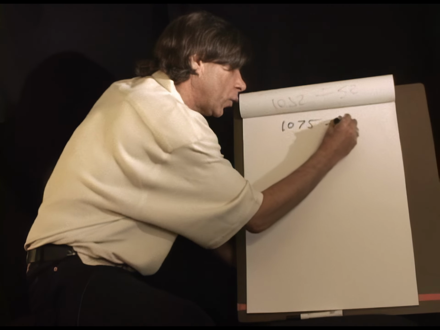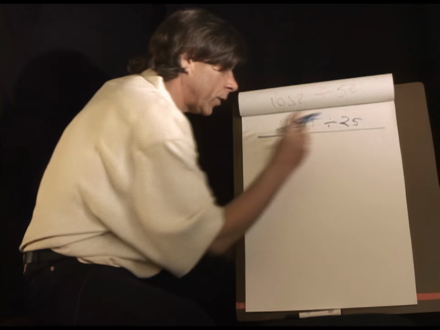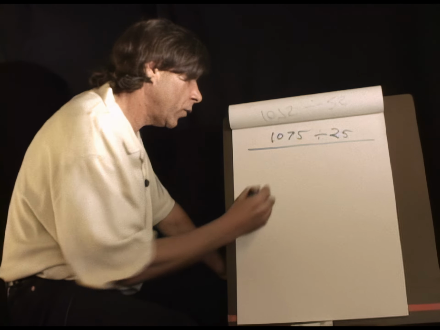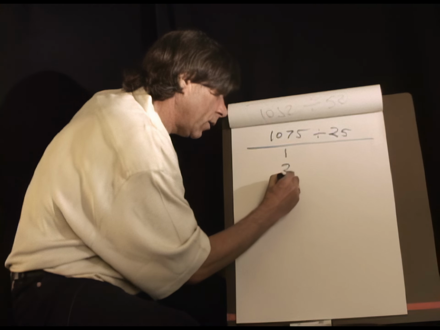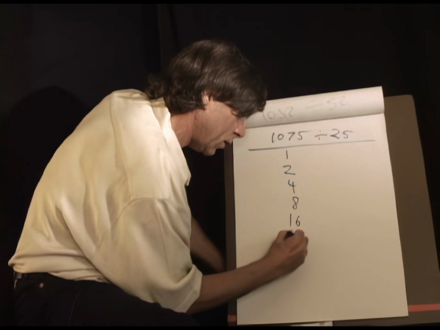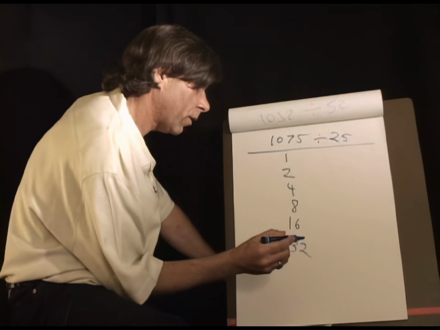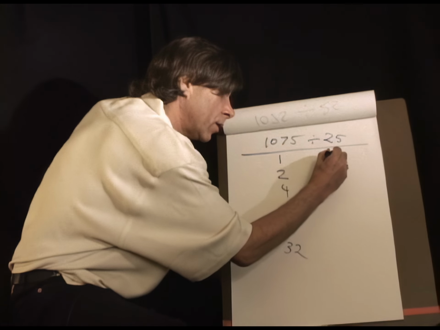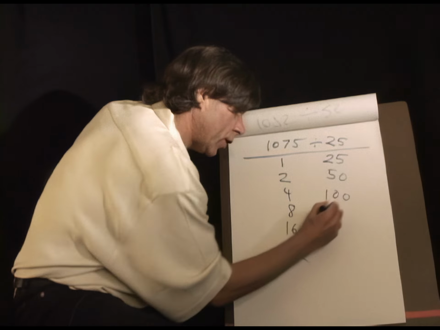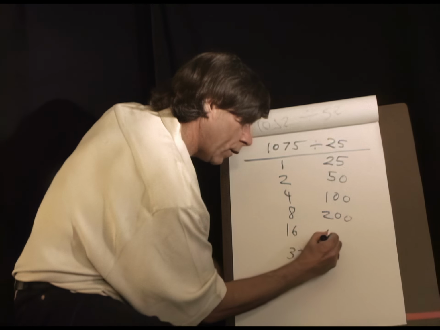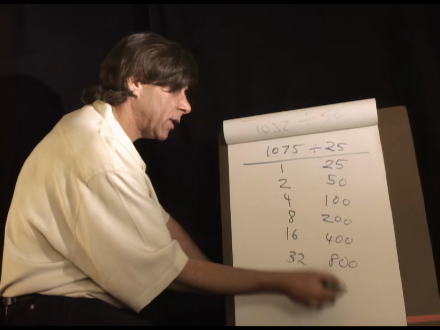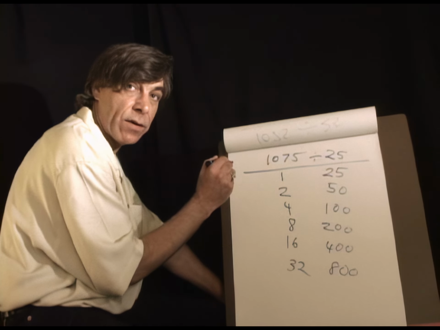1075 by 25. Now, we don't want to use the multiplication table, nor do we want to use any kind of long division. And the way to do it is like this. Simply write out the powers of 2, 1, 2, 4, 8, 16, 32, and so forth. Here again, just the powers, the doubling of 25, 50, double that, 100, 200, 400, 800. I stopped there because if I went further, it's 1600, which is larger than 1075.